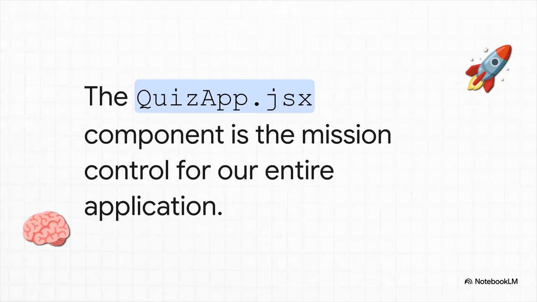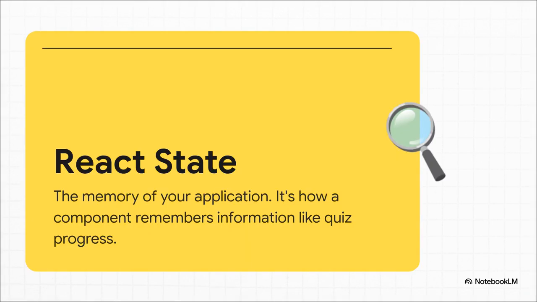And that brain we were just talking about? That's our quizapp.jsx component. Think of it as the single source of truth. It's the boss. It's going to manage the timer, it's going to track the answers, and it's going to decide what you see on the screen from one moment to the next. All the important logic lives right here. So you might be wondering, how does Mission Control keep track of all that stuff?